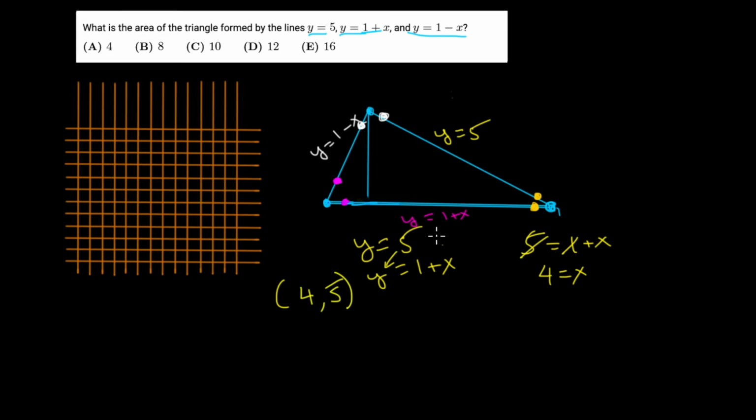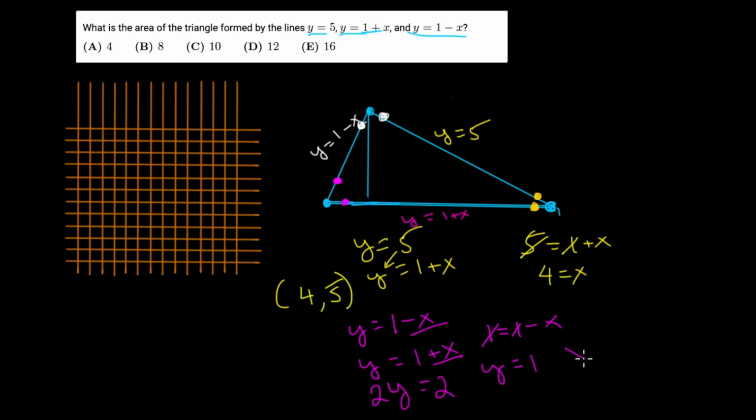For these two lines, I'm going to do it in pink: y is equal to 1 minus x, and y is equal to 1 plus x. Looking at this, I'm going to do elimination, because we have positive x and negative x. If we add these two equations, the x would cancel out. So we would have 2y is equal to 2, meaning y is equal to 1. We can plug that back into the equation: 1 is equal to 1 minus x, subtract 1 from both sides, and x is equal to 0. So we have our next point.